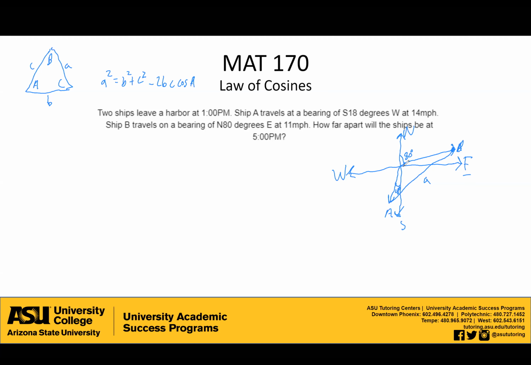First off, what we need to do is figure out how far these two ships have gone already. The difference between 1 p.m. and 5 p.m. is 4 hours.